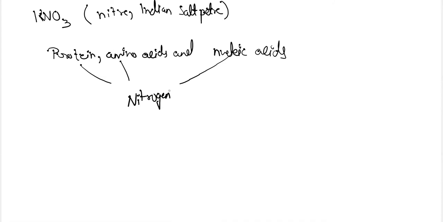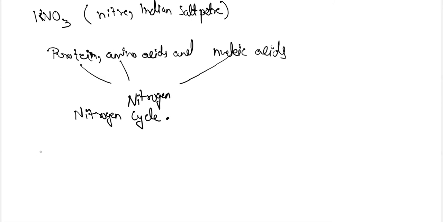Hence the continuous interchange of nitrogen between the atmosphere and the biosphere, the change from molecular nitrogen to proteins, amino acids and nucleic acids, which are part of the biosphere, is termed as the nitrogen cycle. In the previous classes you have studied about the nitrogen cycle.